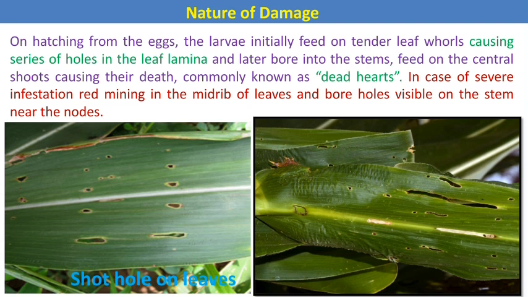Later it bores into the stem and feeds on the inner content of the stem or shoot, causing withering and drying of shoots and yellowing of the leaves also, and that symptom is called dead hearts. But in case of severe infestation, there is red mining in the midrib of the leaves and bore holes visible on the stems near the nodes. In case of severe infestation, we can see symptoms like this on the sorghum crop.